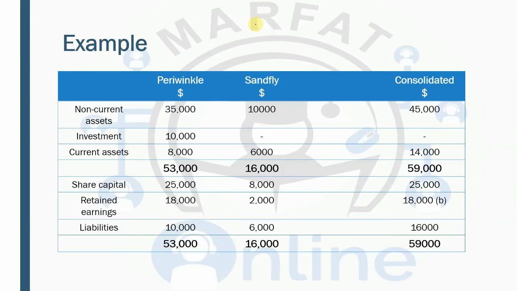Remember one thing, that consolidation is done on a line by line basis. Now, line by line basis means you will be taking the assets of the parent and then you will be amalgamating them with the subsidiary's assets. You will be taking the liabilities of the parent and then you will be adding up the liabilities of the subsidiary with the parent. So consolidation is done on a line by line basis.